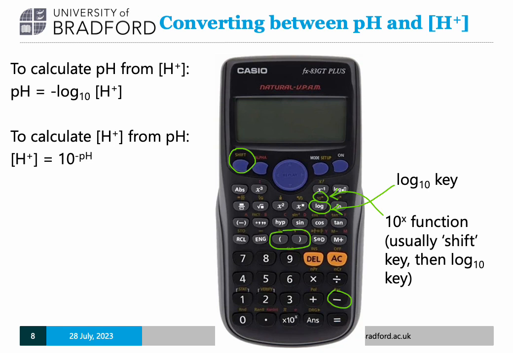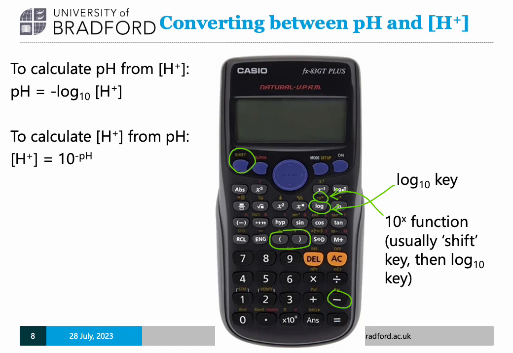So first, to get a pH value from a given proton concentration, on your calculators you need to type minus, then you need to type the log 10 key. Your calculator may then open up a set of brackets automatically for you to enter the proton concentration in units of moles per litre or molar, or you might have to do it yourself. And then after you've typed the proton concentration, close your bracket and press equals, and that should do the trick.